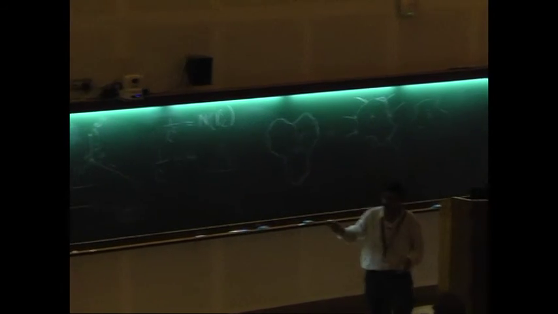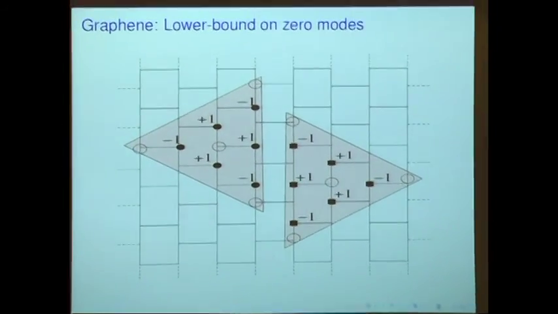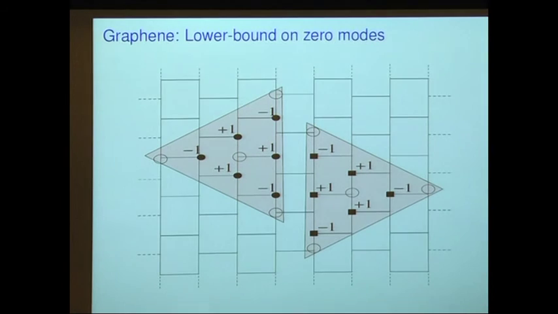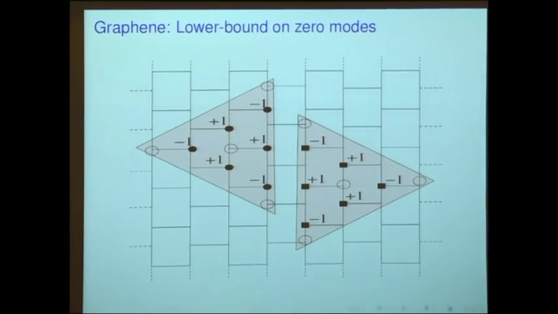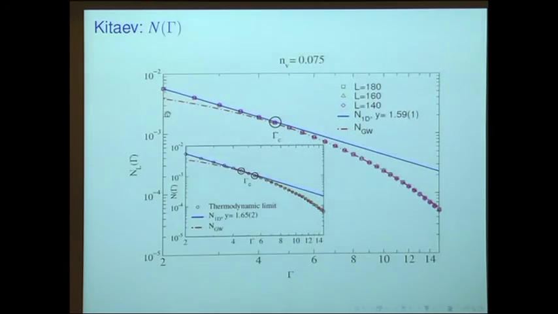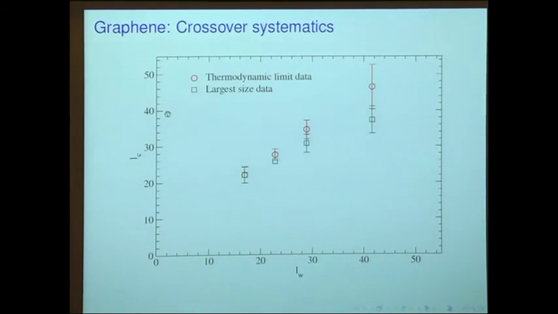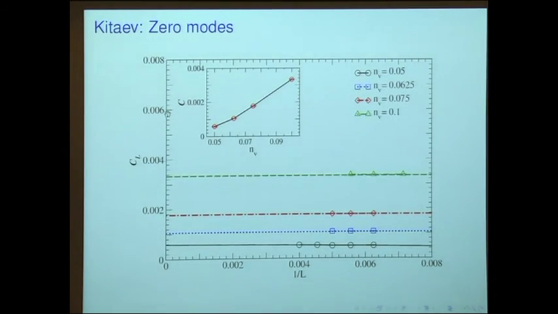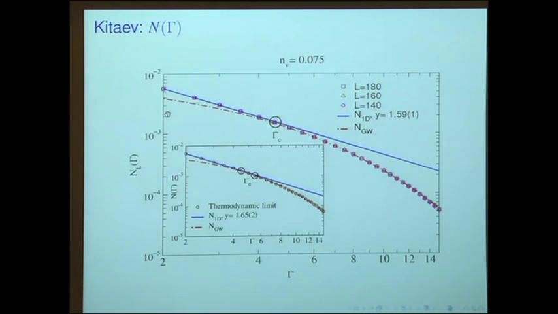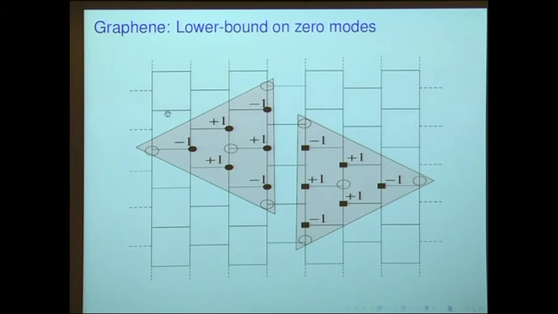They are not as easy to draw and not as easy to convert into a precise bound, but we believe they are the dominant source of zero modes in this problem, not these clean pictures. But these clean pictures are very nice because they give you a clear lower bound which you can compare to. So I jumped ahead and showed you this picture, but let me now go back and convince you that all the physics is the same whether I do graphene or Kitaev. Whichever one I do, I have exactly the same density of zero modes, crossovers, and it's the same physics throughout. And again, LC tracks LW perfectly.